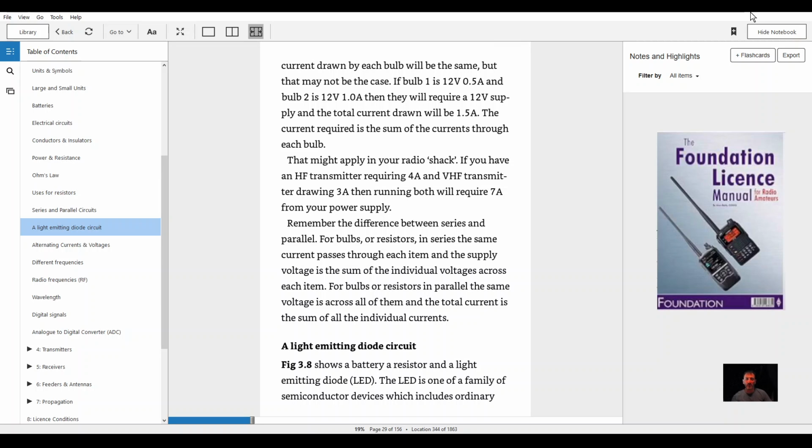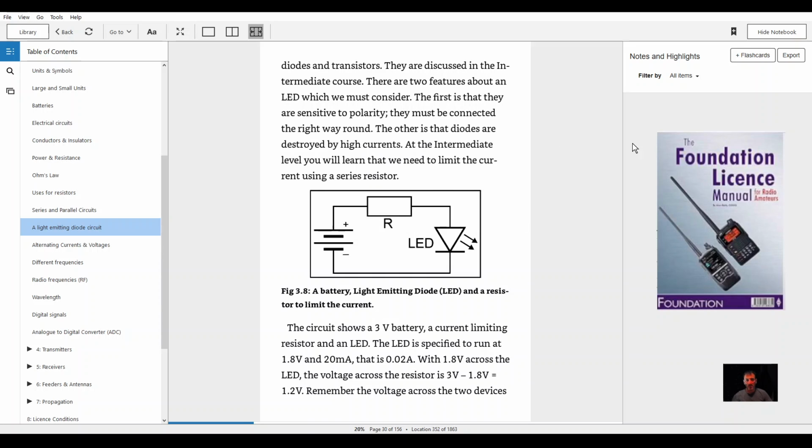A light emitting diode circuit. Figure 3.8 shows a battery, a resistor, and a light emitting diode, LED. The LED is one of a family of semiconductor devices which includes ordinary diodes and transistors. They are discussed in the intermediate course.